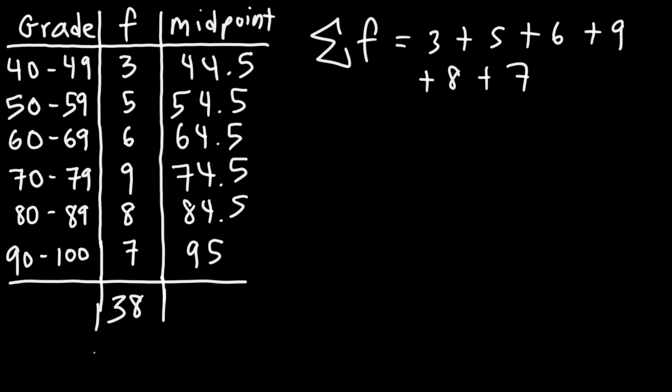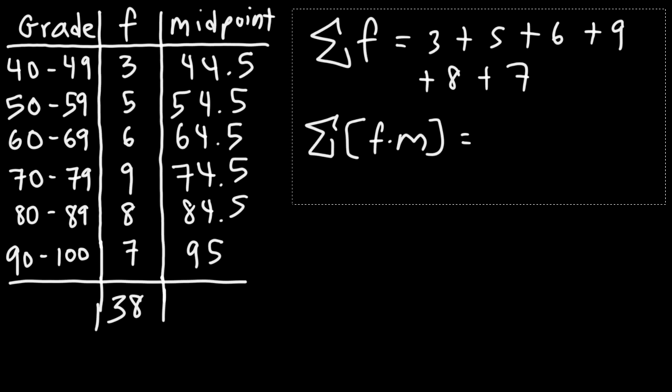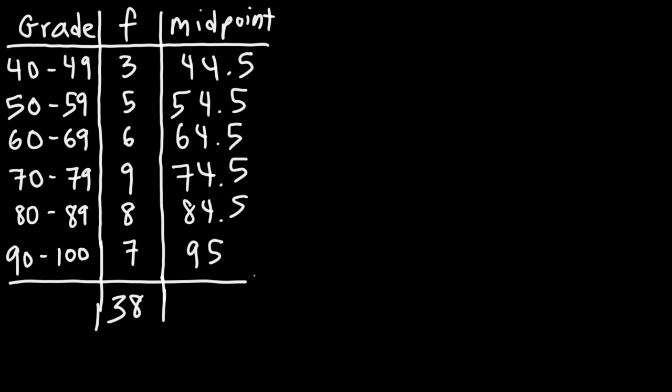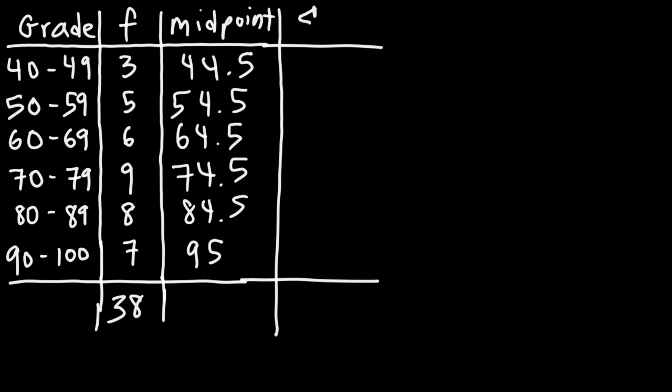Now the next thing we need to calculate is the sum of the frequency times the midpoint values. So what we're going to do is multiply these two. Now it might be easier to basically make an extra column and then sum up those values. Okay, that line is not straight. So let's call this F times M. So what we're going to do is multiply the frequency by the midpoint. So 3 times 44.5, and that's going to be 133.5.